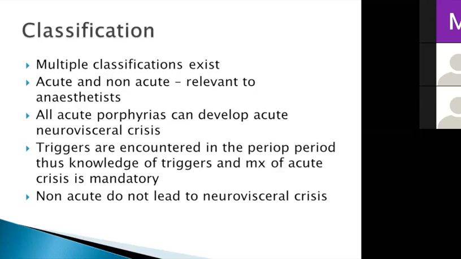Triggers for development of an acute crisis are encountered in the perioperative period. Therefore, knowledge of these triggers and management of an acute crisis is mandatory. Non-acute porphyrias do not lead to a neurovisceral crisis. So our main focus in this presentation will be on acute porphyrias because they are the ones that pose a risk of a neurovisceral crisis.